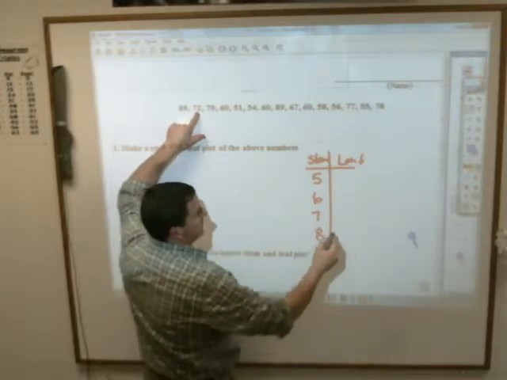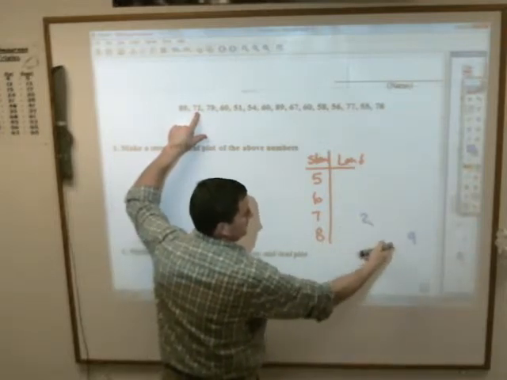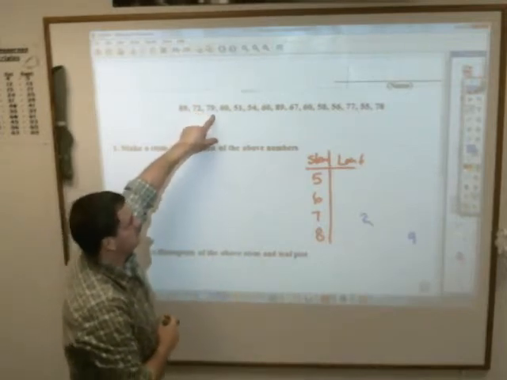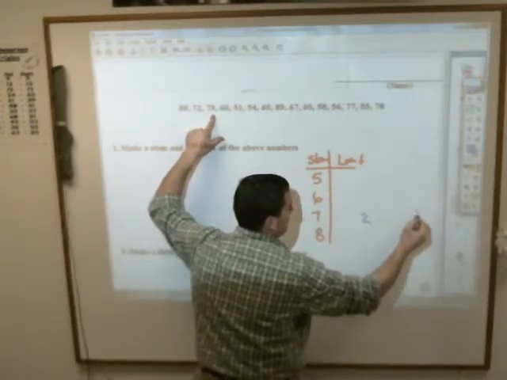Why are we putting it over there? 72, because if there's an 86, 85, or 84, it needs to go before the 9. 79 would go over here with the 9.